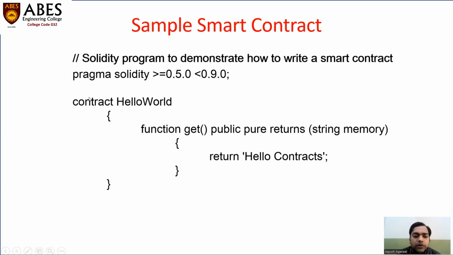So we have this contract, and under this contract we have our function, our code which will execute, which will return this particular string when we deploy our smart contract on your Ethereum blockchain, right? So this will be a very simple program, right? Now we'll understand how we will execute this smart contract on Remix IDE.